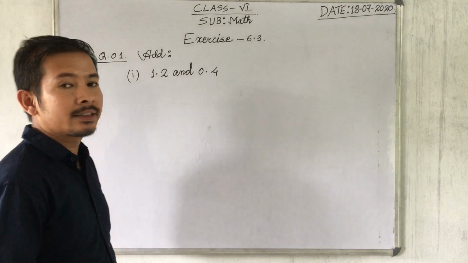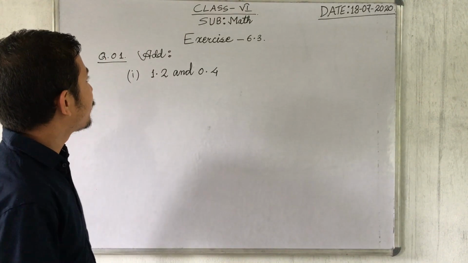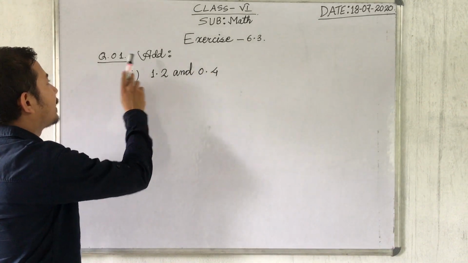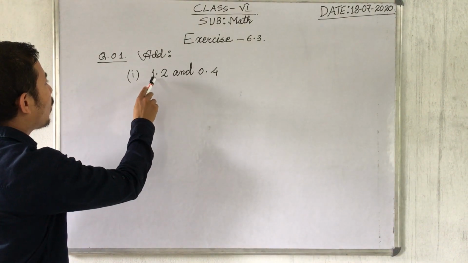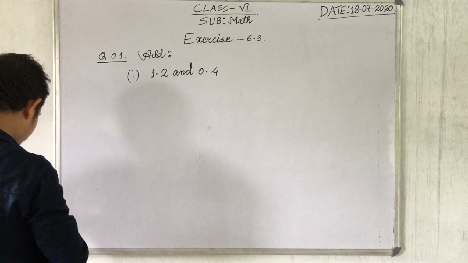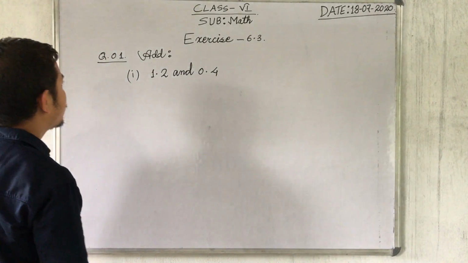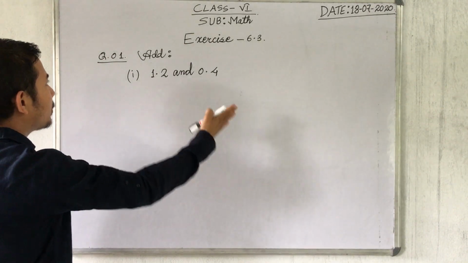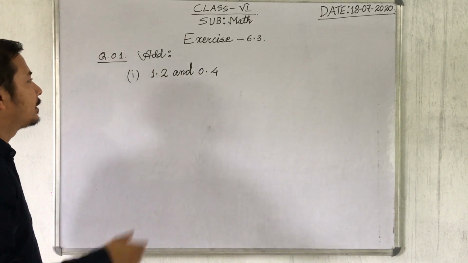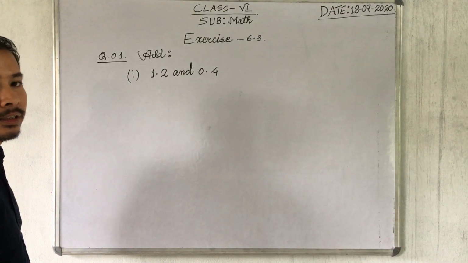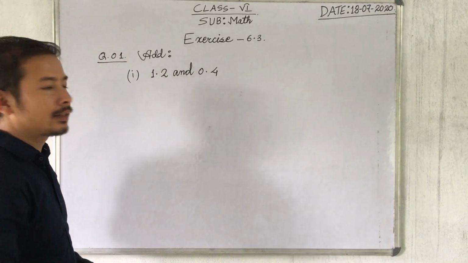Now look at here, this is exercise 6.3, okay, and from this exercise question number 1 is add. Understood? Look at here, question number 1, 1.2 and 0.4. So we have to add these two numbers. Understood? This is decimal addition, okay, because there is a decimal point between two digits. This decimal addition is telling us to add, so we have to add it, right?